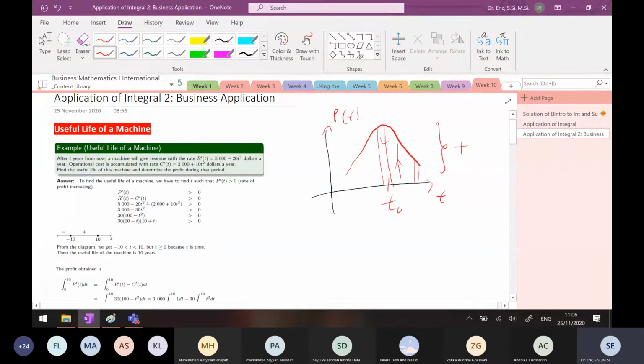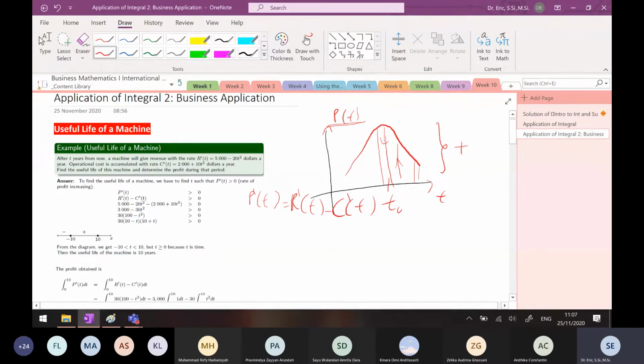This way, t0. So to find the useful life of a machine, we have to find t such that P prime t, what is P prime t? I want to find the monotonicity of the profit function. I want to find when the profit function is an increasing function, so P prime t should be greater than 0. The rate of profit is increasing. What is P prime t? P is just revenue minus cost. So P prime t should be R prime t minus C prime t.